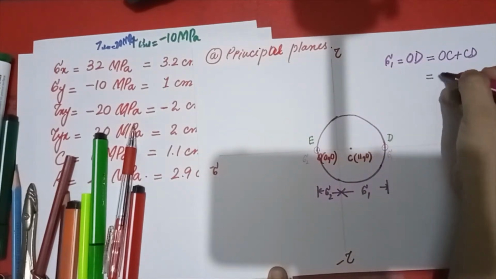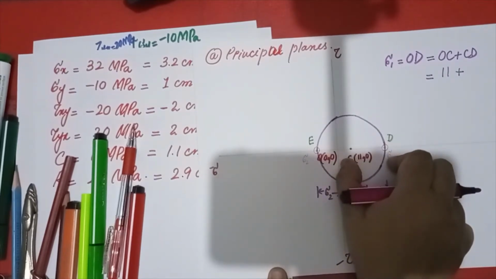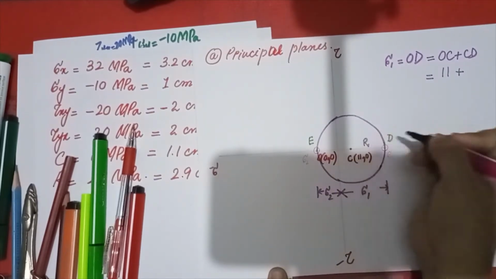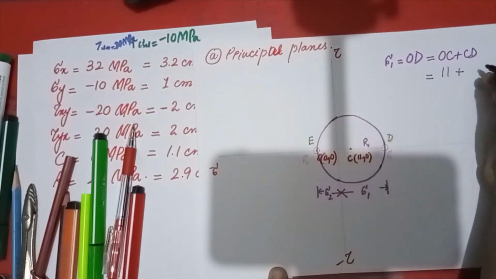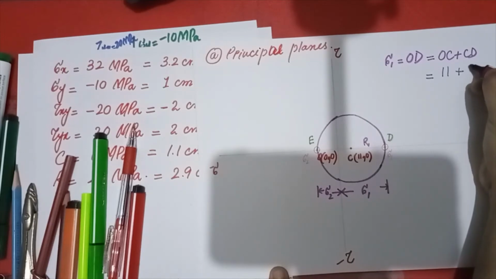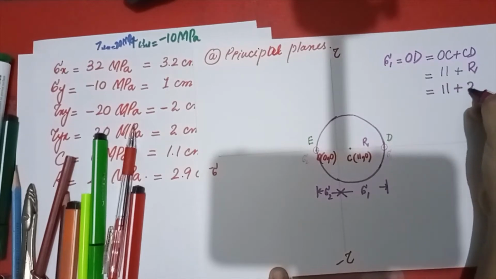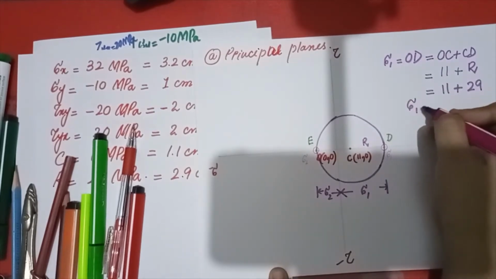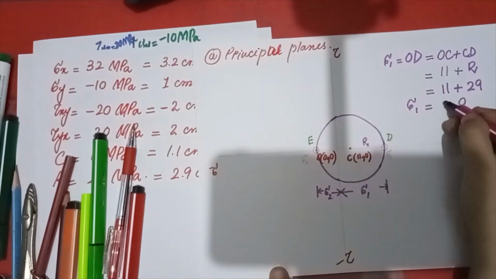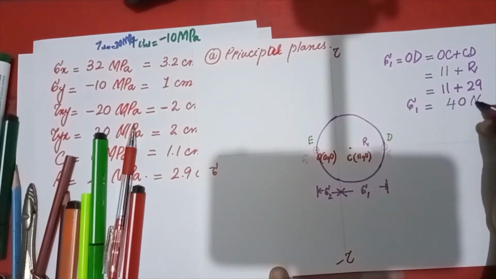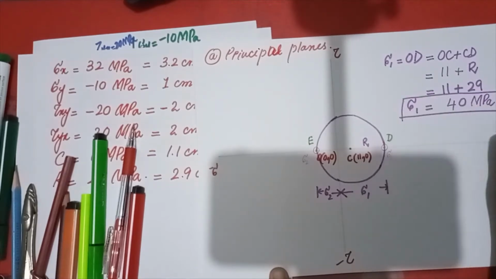OC, the center, is 11, and then the C to D distance is R, the radius, because I have made a circle through this length. So this will be R. So 11 plus 29 MPa will be equal to sigma 1. It is coming out to be 40 MPa, so it should be 4 centimeter on the scale. I will check it out.